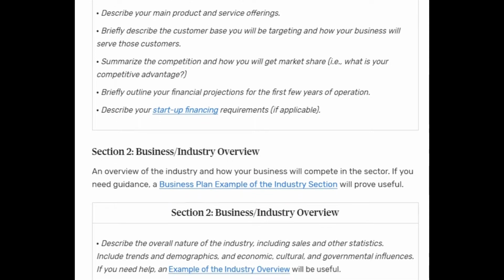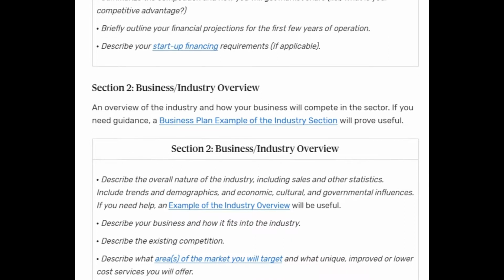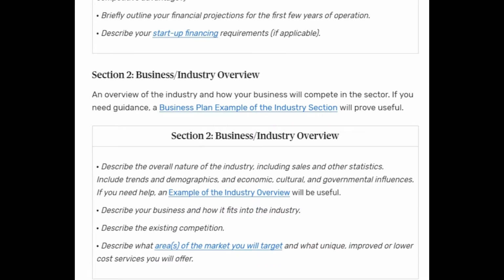Number two is the business industry overview, an overview of the industry and how your business will compete in the sector. If you need guidance, obviously you can go to this plan as an example. If you're working as a social media marketing agency, the business industry overview is very essential, because your client's work is according to their industry, and you are serving them to grow bigger, helping them to grow more.